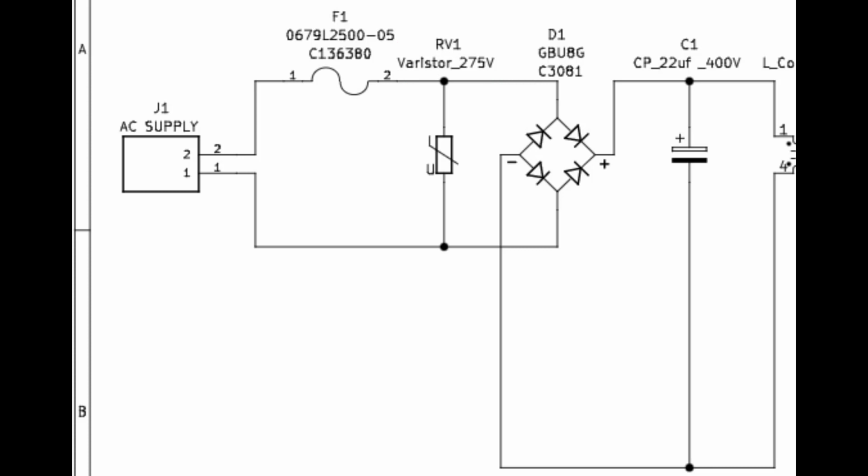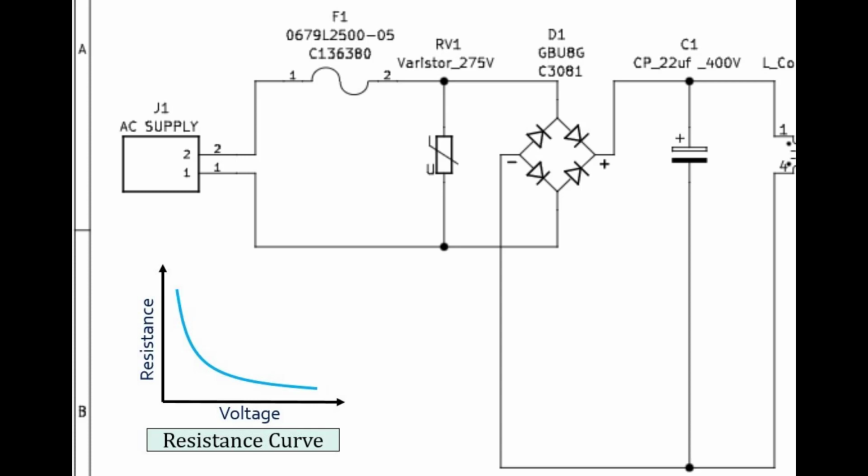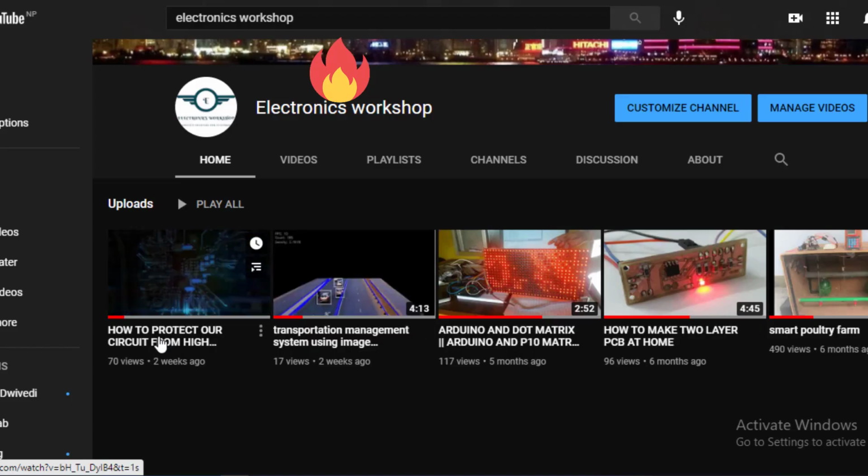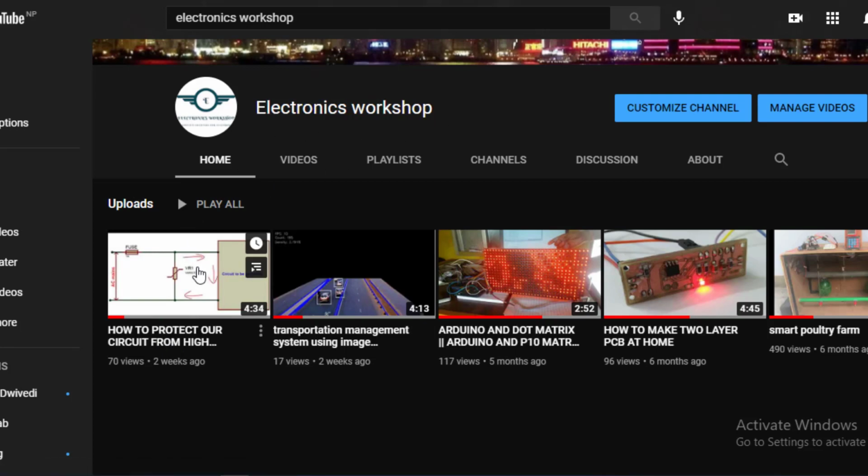During normal operation, when the input voltage is less than 275 volt, the resistance of the MOV will be very high, so it behaves as an open circuit and no current passes through the MOV. But when the input voltage is greater than 275 volt, the resistance of the MOV decreases and current starts flowing through it. There is an inverse relationship between resistance and voltage across the MOV, which is clearly shown in the graph. When the high current flows through the fuse in series, the fuse will blow and the rest of our circuit will be protected. I have already made a video on over voltage protection only. If you want to watch it in detail, you will find the video in the description box.